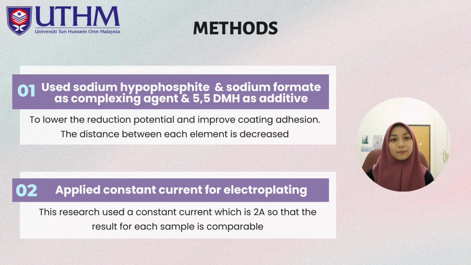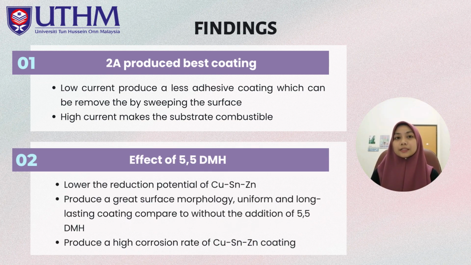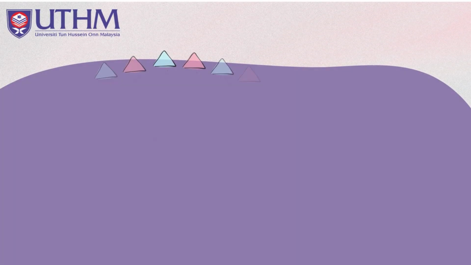each sample is comparable. One of the new findings obtained throughout this project is that the current of 2 ampere produced the best coating. A current below 2 ampere produces a less adhesive coating, while a current higher than 2 ampere makes the substrate combustible. The next finding is the various effects of 5,5-dimethylhydantoin, which include lowering the reduction potential of copper-tin-zinc, producing a great surface morphology, as well as producing a high corrosion rate of the copper-tin-zinc coating.